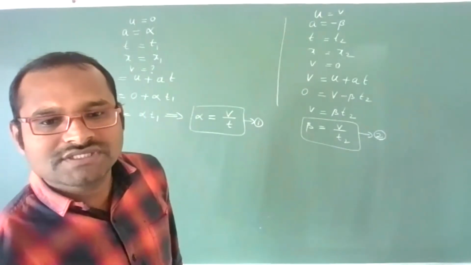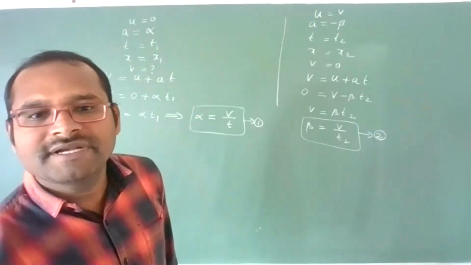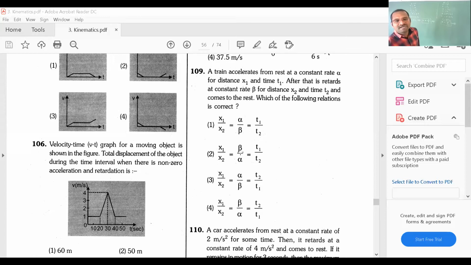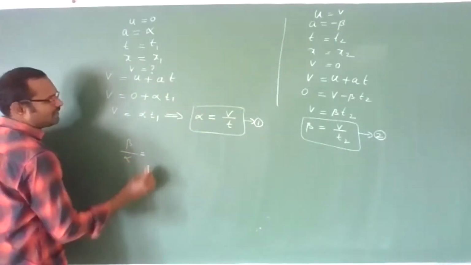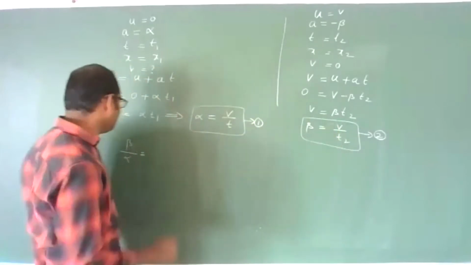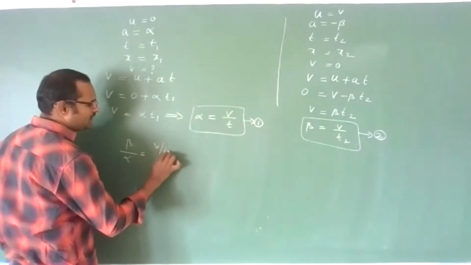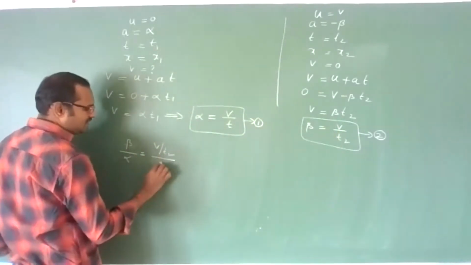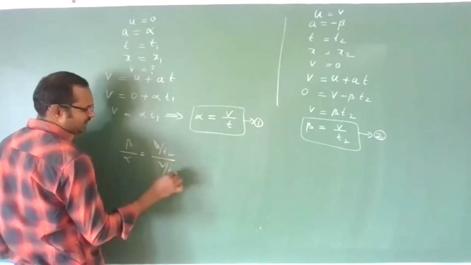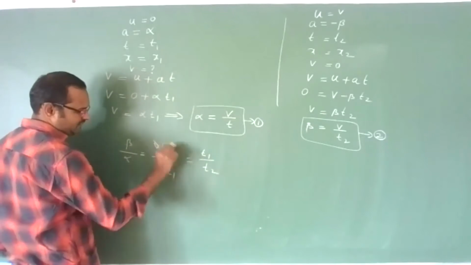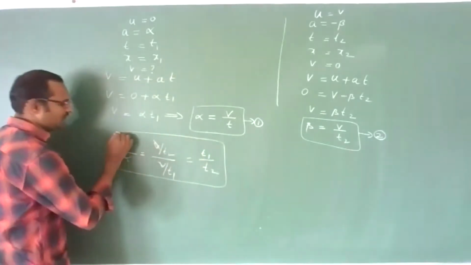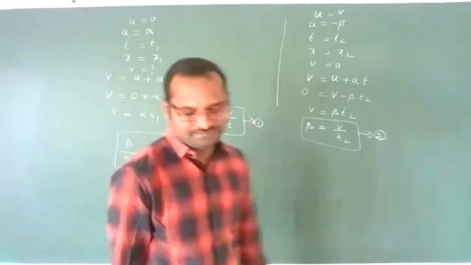Let us check the options. They have given alpha by beta, beta by alpha, all options are there. So I'll take beta by alpha. Beta is v by t2, and alpha is v by t1. So beta by alpha is v by t2 upon v by t1. V will cancel. It will become t1 by t2. Remember this concept.